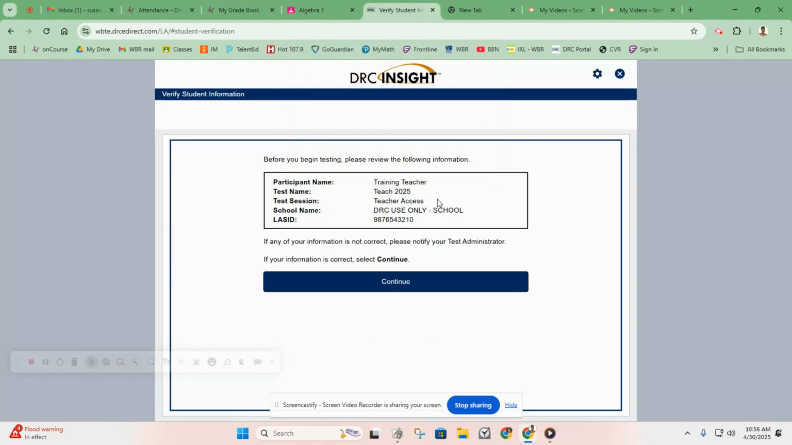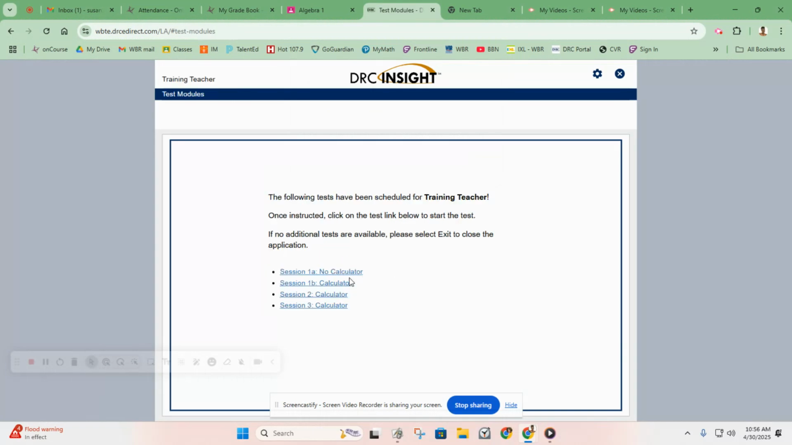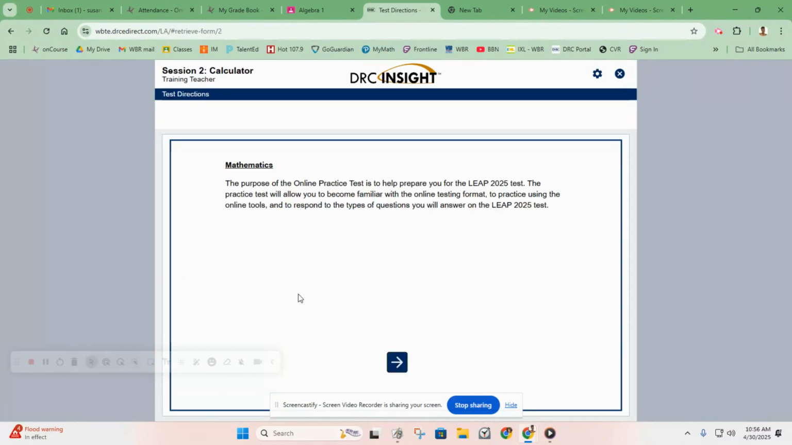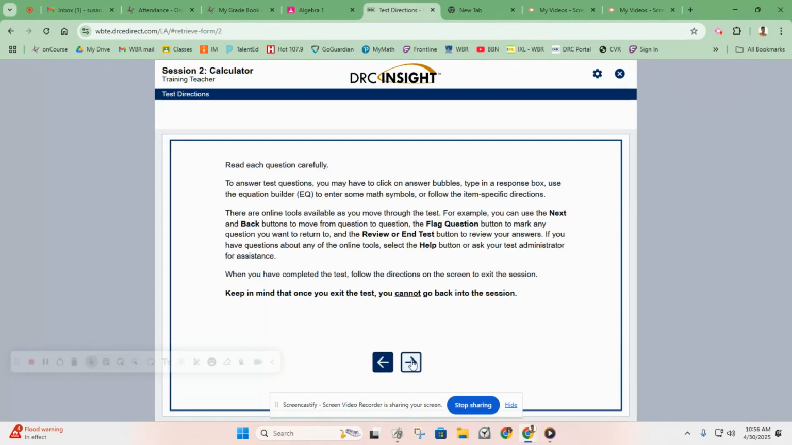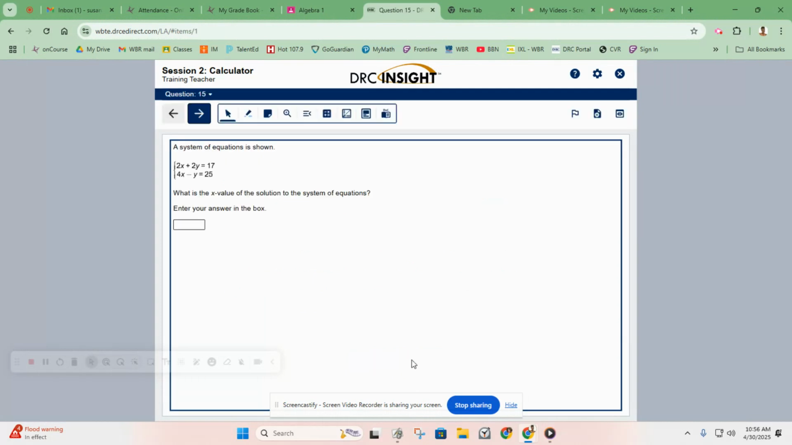All right, so for session 2, let's continue. We're going to choose session 2, which is also with a calculator. Arrow through all of these things until you get to question 15. Here's where it starts getting a lot easier because we do get to use Desmos.